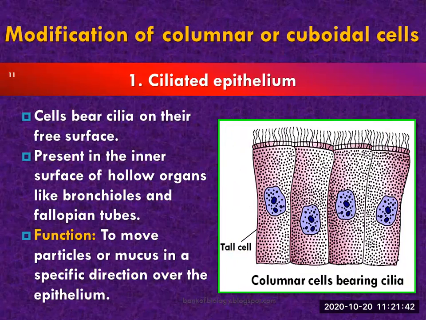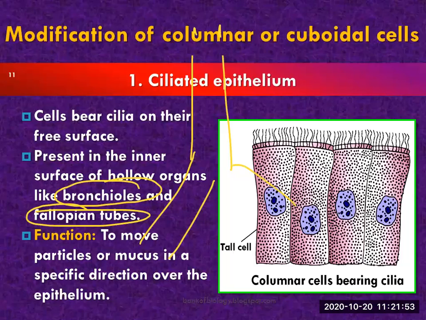In the inner surface of hollow organs like bronchioles and fallopian tubes in the female. When we talk about the bronchioles, the branches of trachea in the respiratory system, the bronchi will be further branched as bronchioles. So there this contains cilia. So they use it to stop the dust particles.